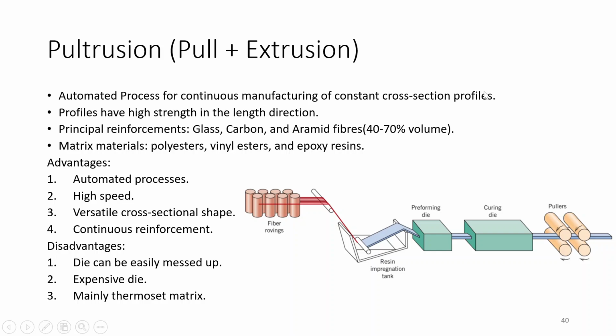So it will be coming from this direction. These fibers will be dipping in this resin, then this resin will be on top of this, then this will be performing die, then after that curing, meaning the thermoset matrix will be heated, then these pullers will be providing a particular shape.